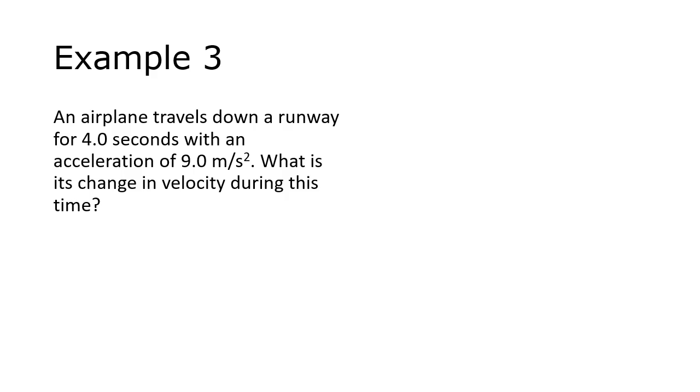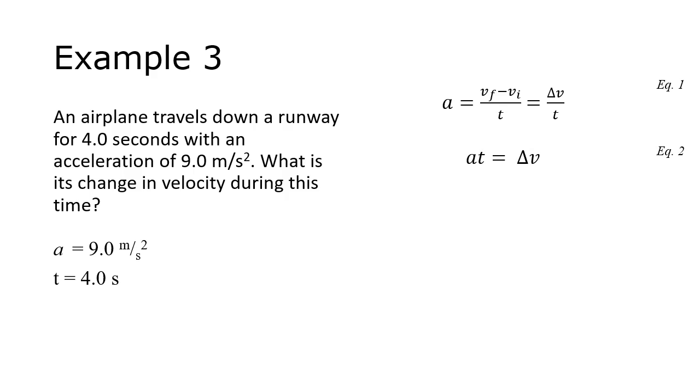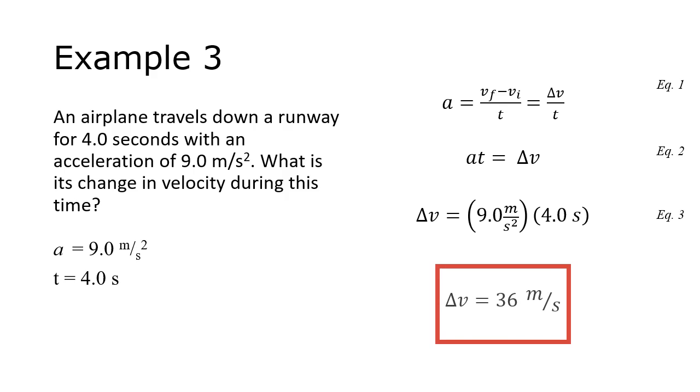Having read the problem, we know our knowns and unknowns, shown to the bottom left, and the equation we need, equation 1. Rearranging equation 1 to solve for velocity gives us equation 2. Substitute our known values to give us equation 3. The final velocity of the plane is 36 m/s, about 80 miles per hour.